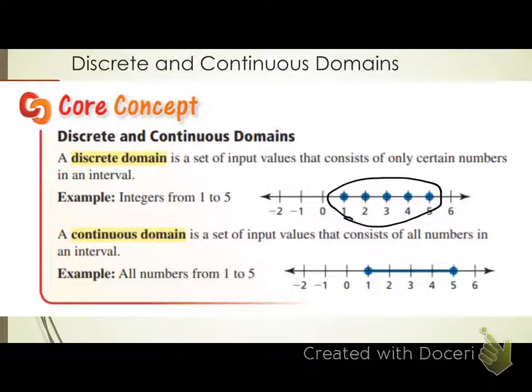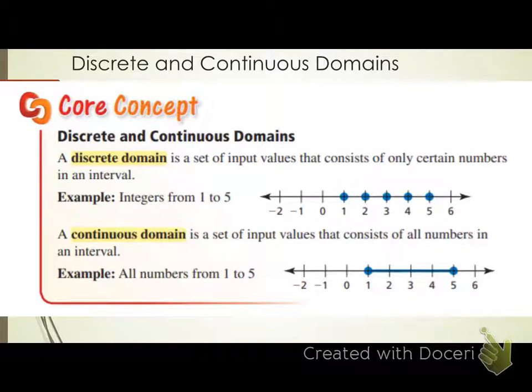A continuous domain is a set of input values that consist of all numbers in an interval. So all numbers from 1 to 5, that can be any number. That could be 1.999756521. That would be in my continuous domain. But it still includes all those integers because those are still numbers within that range. So this would just be all the numbers on this line on our graph. No matter if it's a decimal, fraction, whatever, it's a part of that continuous domain.